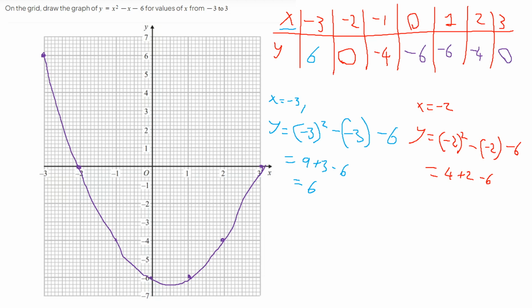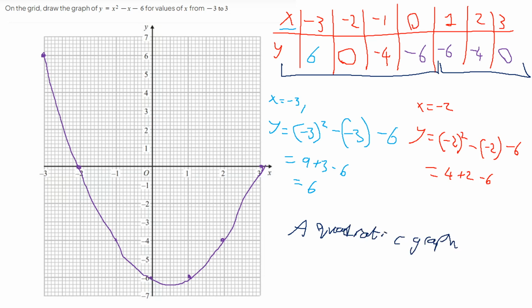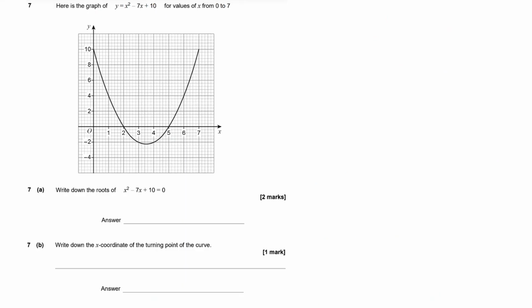Now, notice how this side is equal to this side, because a quadratic graph is symmetrical. Yeah?